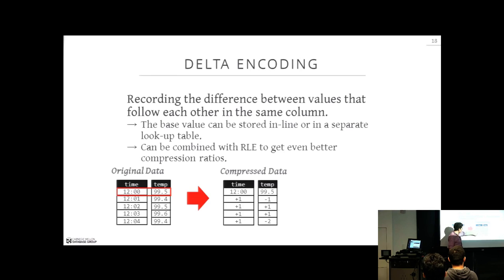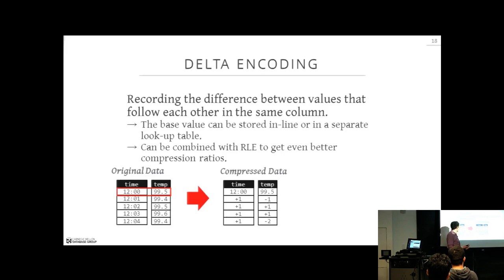But then all the subsequent values will be what the difference is for one particular tuple with the one that came before it. So in this case here, 12:01 is just 1 minute later, so we store plus 1. And then 12:02 is 1 minute later than 12:01, so we store plus 1 there. Same thing for temperature, right? We store the original value, and then we can go minus 1, plus 1, plus 1, minus 2.